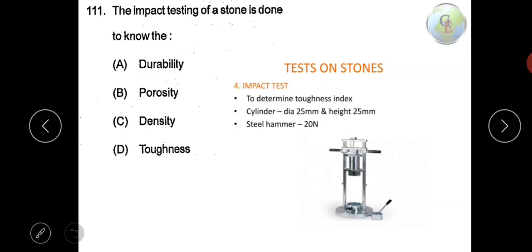Next question: the impact testing of a stone is done to know the durability, porosity, density, or toughness. Here I have already given the answer: to determine the toughness index. And in the impact test, we use a cylindrical specimen with a diameter of 25 mm and height of 25 mm, and a jackhammer gives the impact on the specimen.